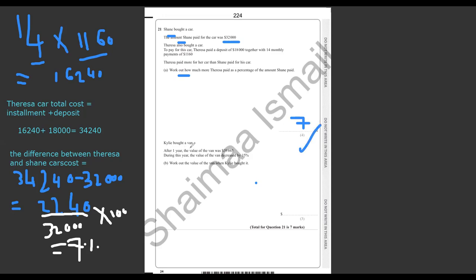Okay, Kyle bought a van. After 1 year, the value of the van decreased. So the value of the van decreased by 15%, work out the value of the van count. This we do once we have the original price. So we have original and we have discount maybe or decreased price. I say decreased.